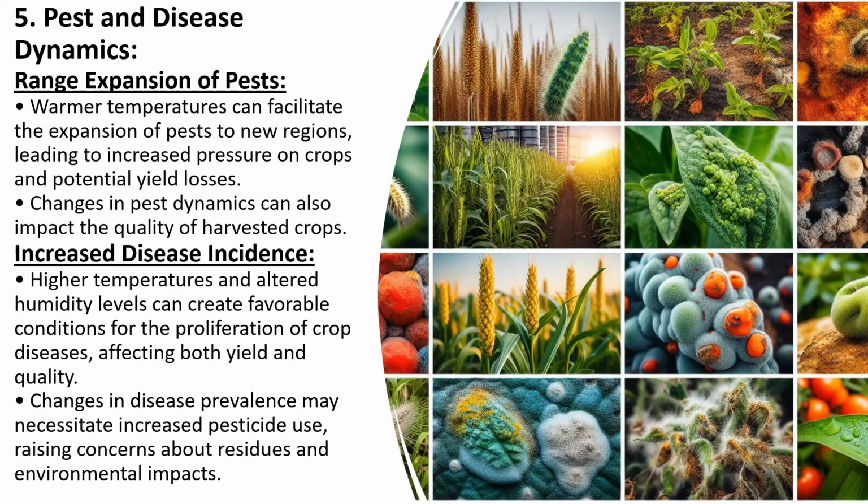Changes in pest dynamics can also impact the quality of harvested crops. Increased disease incidence. Higher temperatures and altered humidity levels can create favorable conditions for the proliferation of crop diseases, affecting both yield and quality. Changes in disease prevalence may necessitate increased pesticide use, raising concerns about residues and environmental impacts.